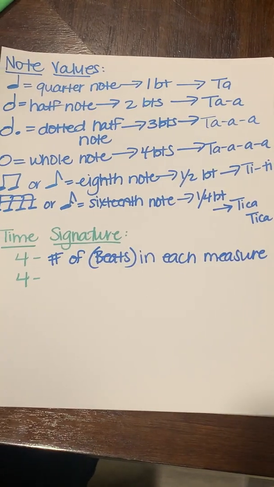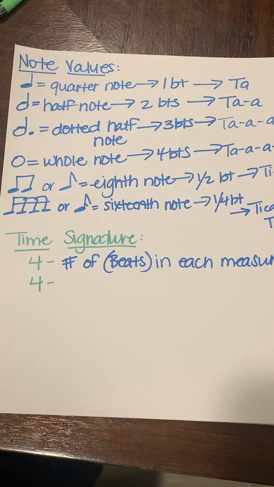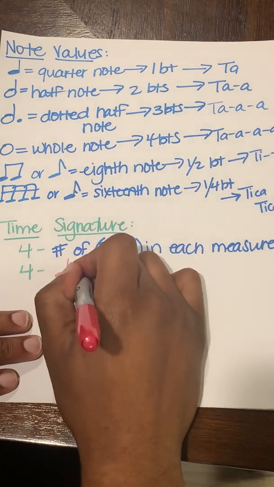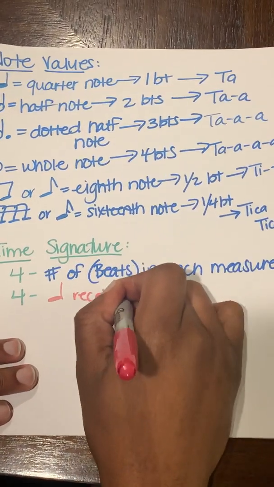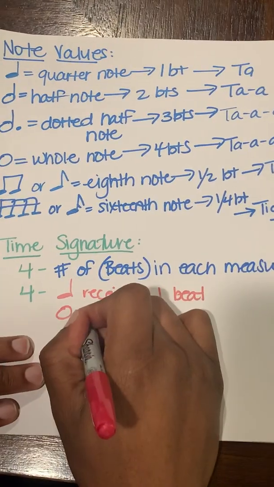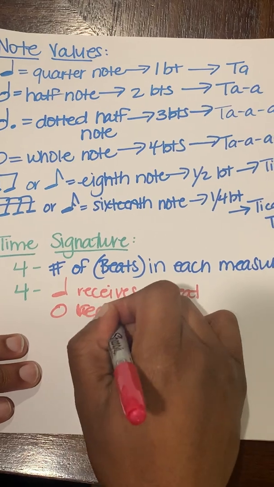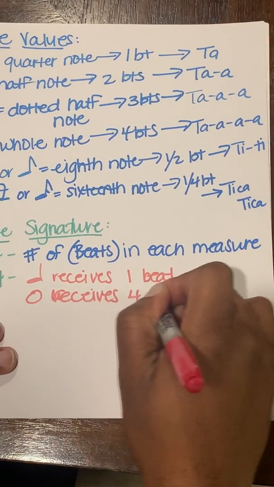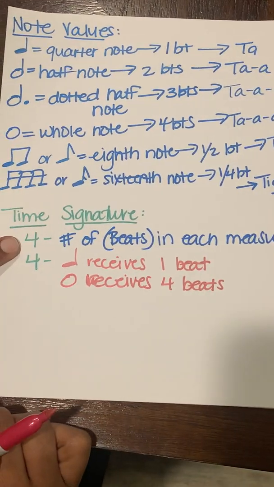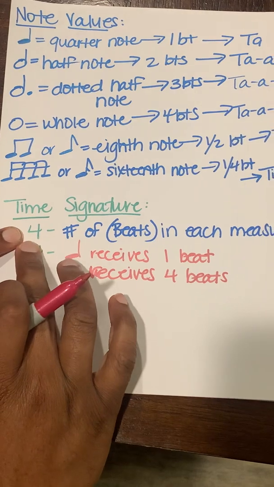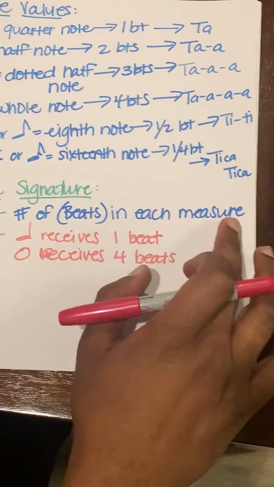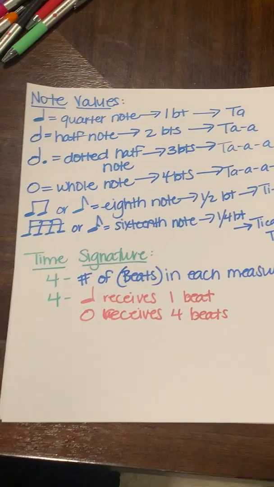Okay? The bottom 4 tells us 2 things. It tells us that the quarter note receives 1 beat. And it also tells us that the whole note receives 4 beats. All right? But most importantly, what I need you to focus on is this top number. The top number tells you the number of beats in each measure. Okay? Now let's put this into practice.